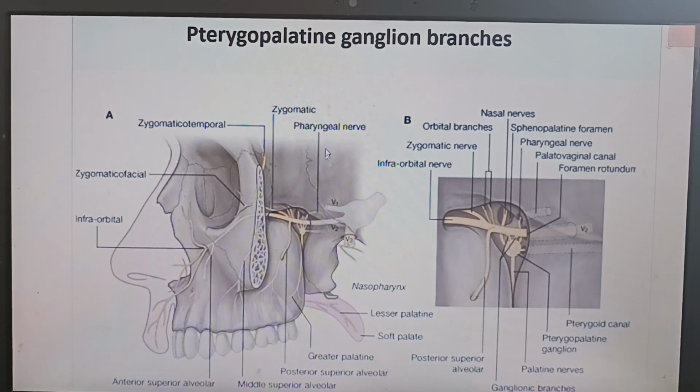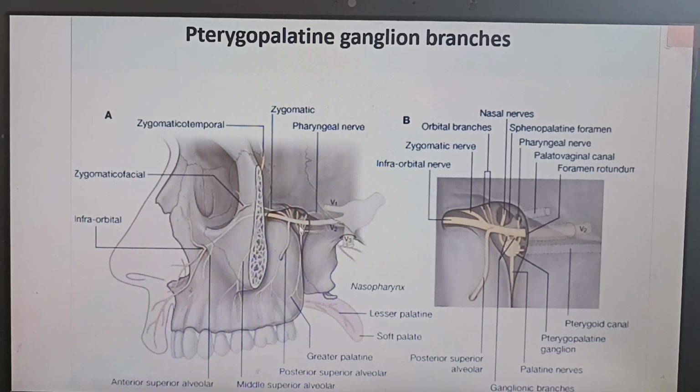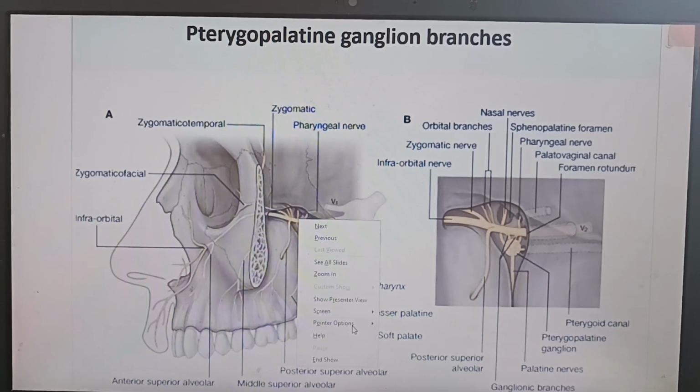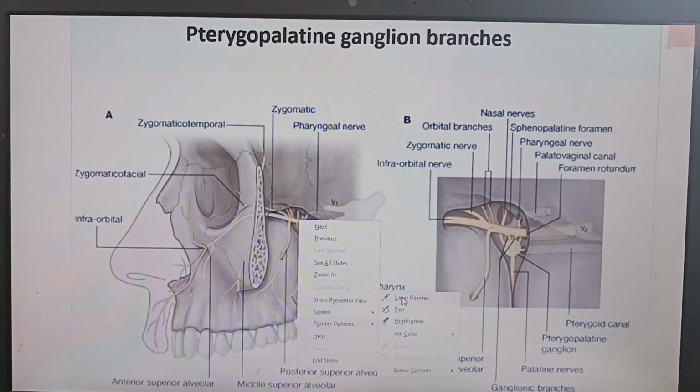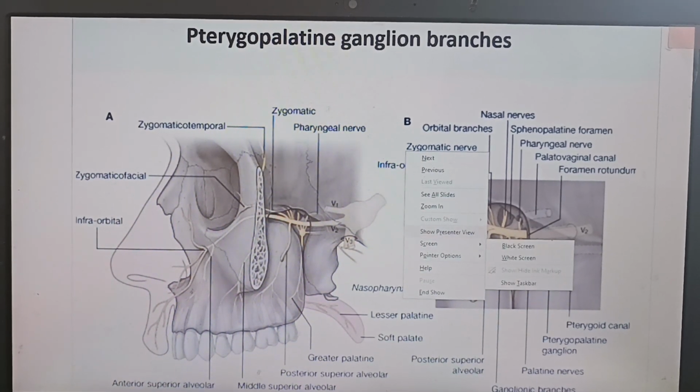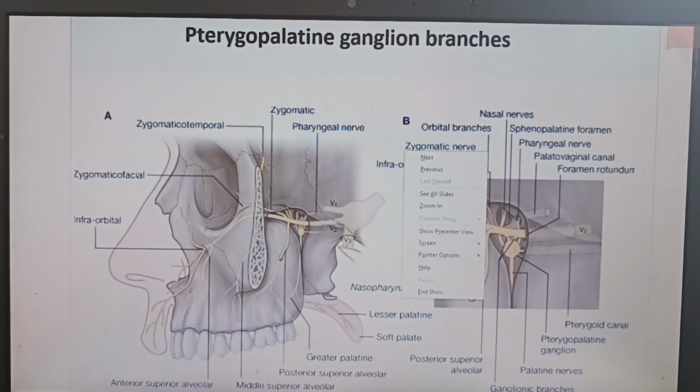Let us go to the picture on the left. I hope you can see my cursor. You can see the pterygopalatine ganglion here. Let's do a very simple exercise here. Take the pointer option you can take here and let us see.